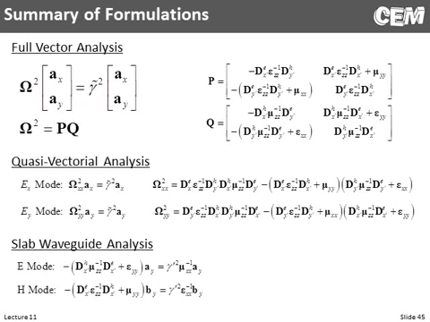Here's a summary of our formulations. We started off with the full vector analysis, no approximations there. We can analyze anything from microstrip transmission lines to rib waveguides and integrated optics. We found that it is a good approximation to do quasi-vectorial analysis rather than the full vector analysis. We made some approximations there. So we went from having one big matrix or eigenvalue problem to having two smaller ones. And in fact, it buys us some speed and efficiency. Then for slab waveguides, it's simplified even further.